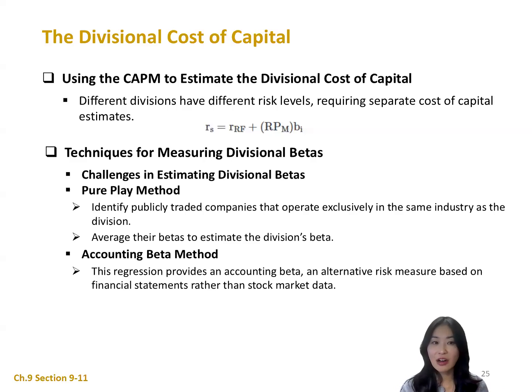The second way is the accounting beta method. Step by step, first use regression analysis on divisional earnings versus overall market earnings. Then we can provide an alternative risk measure based on financial statements rather than stock market data. But it also has challenges because limited division-level financial data exists. In addition, there are accounting differences and a lack of real-time market sensitivities. So each method has pros and cons, and a combination of both may better estimate.